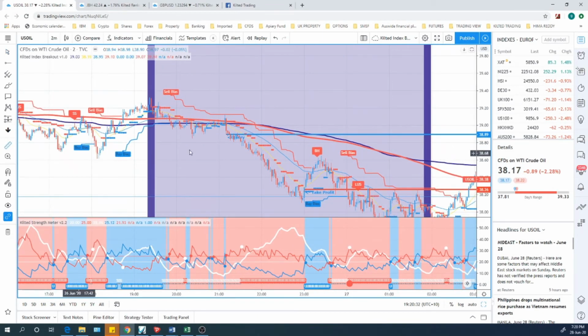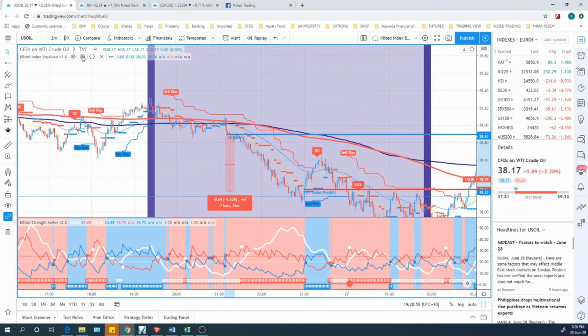Oh my goodness, that would have been a great trade. No, I did not take that trade, but that would have been a really nice trade to take, and that would have got you out probably down here, somewhere around here. So yeah, that was a very, very nice trade. So you can see how easy that is to trade, guys.